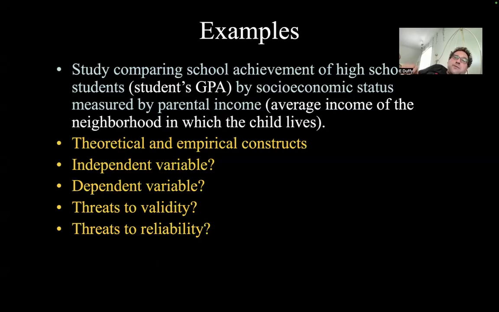Now, which one is independent and which one's dependent? Well, I would imagine that what you're thinking is that it's not school achievement that's influencing socioeconomic status, but rather that the way in which you mapped out the study is that you're interested in how socioeconomic status influences achievement in high school. So in this case, your independent variable would be the socioeconomic status measured by parental income, and your dependent variable is going to be school achievement, using the GPA.